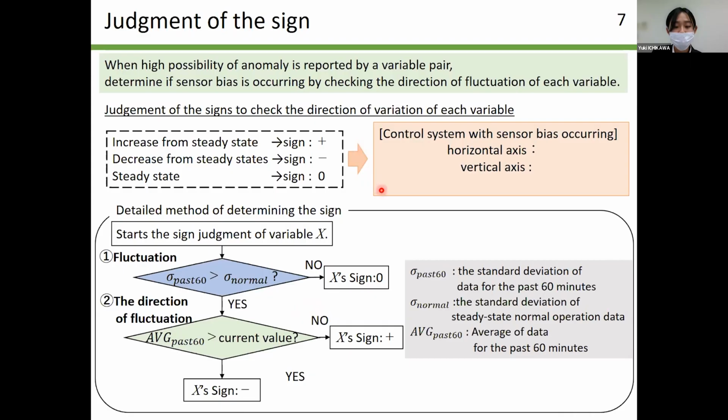If sensor bias is occurring in the control system, the sign of the horizontal axis will be 0, and the sign of the vertical axis will be plus or minus. The set of signs of two variables is called a sign pattern. When sensor bias occurs, the sign pattern will be 0 plus or 0 minus.